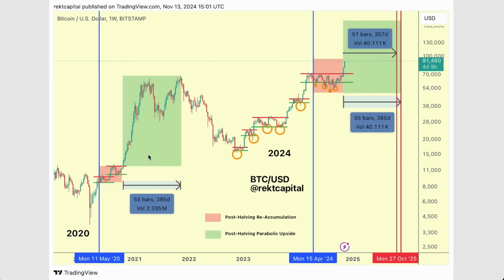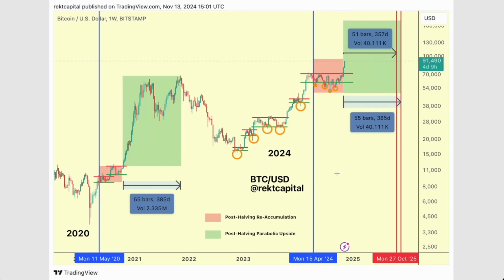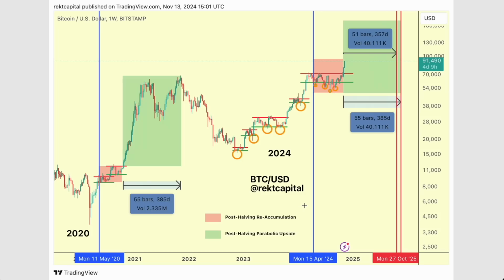But if we're talking about these reaccumulation phases, this was 160 days after the halving. This was slightly longer at 205 days after the halving. 2016 gives us a bit more clarity on the fact that this was 154 days after the halving that this reaccumulation phase took place. But then you can actually see that the parabolic phase of the cycle actually lasts 350 days. So if we're comparing 2020 in that regard, the 2016 phase was slightly shorter. So we have 385 days parabolic upside in 2020, 357 days parabolic upside in 2016.